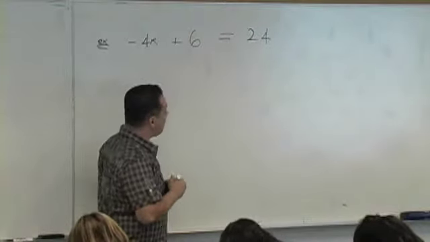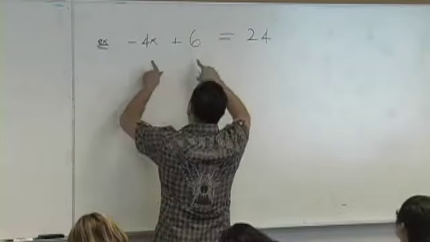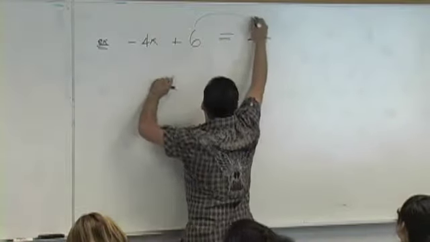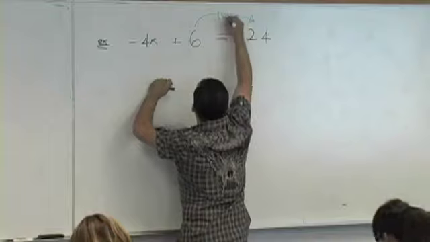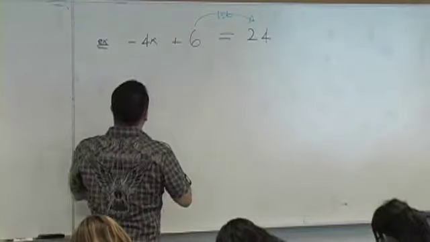Translate 6. Okay, good. You already know. What are you going to do first? Translate 6. Translate your 6. Good. You already know that. Fine. Okay. So it's 24 minus 6.